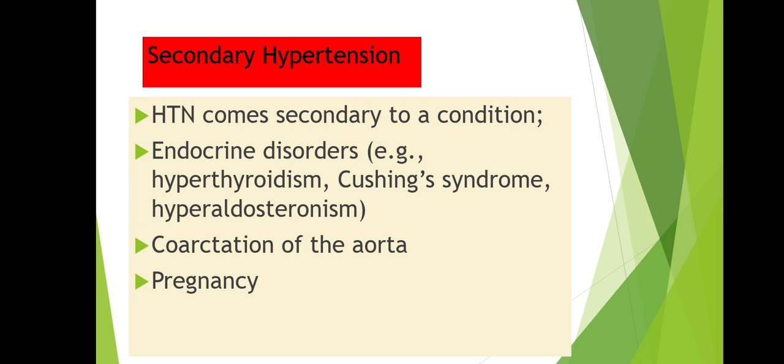In what cases are you going to see such kind of hypertension? You are going to see it in endocrine disorders. For example, hyperthyroidism, Cushing syndrome, hyperaldosteronism, coarctation of the aorta, and most of the time actually, in pregnancy. There is what we call pregnancy-induced hypertension, meaning this hypertension is due to a secondary condition. So these are the two major classifications of hypertension.